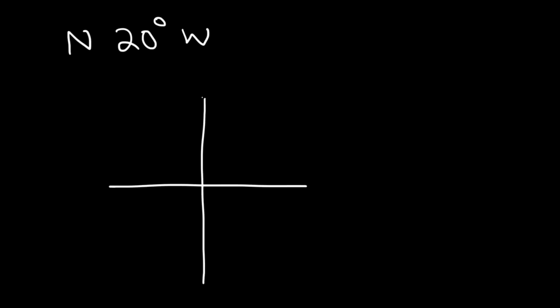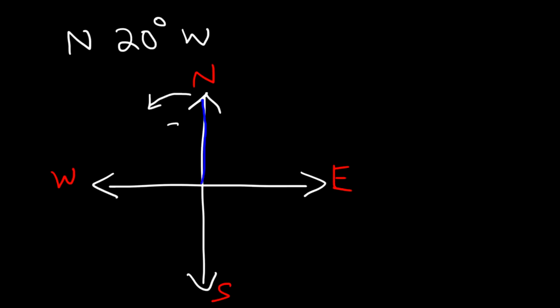Let's try another example. Try this one. So let's say we have the bearing north 20 degrees west. How would you draw it? So north, east, south, west. So starting with the north-south line, we need to travel 20 degrees towards the west. So the bearing is represented by the green line. The object is moving in that direction.